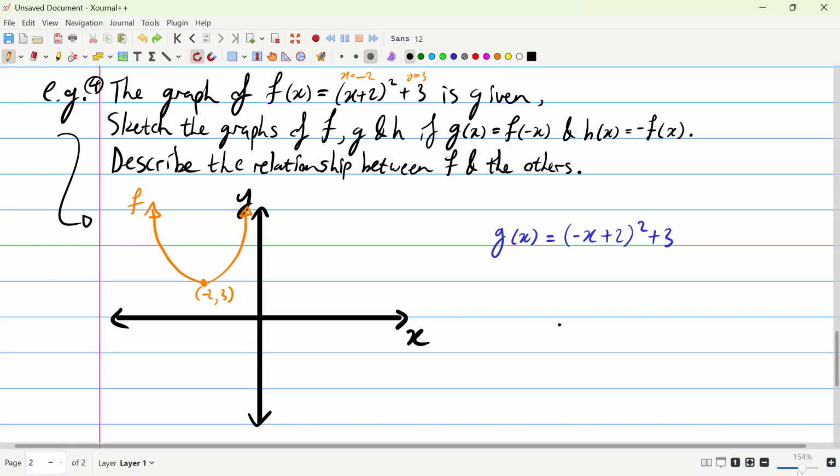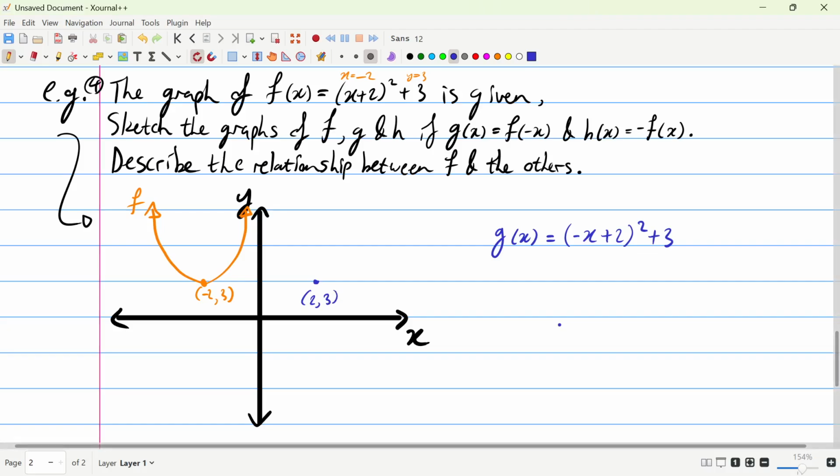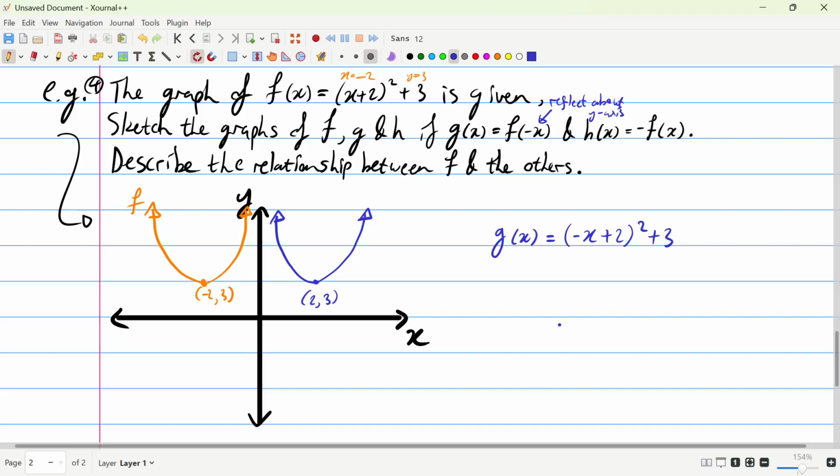Therefore, we can see the following, that the 2 is going to be somewhere here, the positive 2, so now it'll be positive 2 and 3. And remember, the y still stays the same because we're not changing it, okay? Then it will look something like this, okay? So notice that this f of negative x just indicates reflect about the y-axis, whenever x is negated.